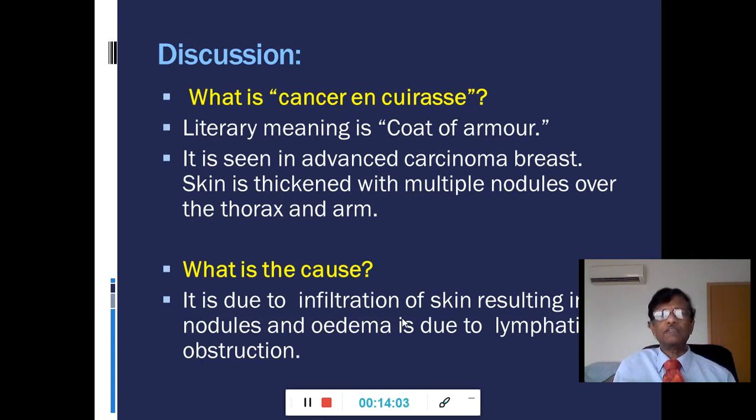What is cancer en cuirass? It is seen in carcinoma breast. You are right. The literal meaning is a coat of armor. It is seen in advanced carcinoma breast. So the skin is thickened with multiple nodules over the thorax and arm. What is the cause? It is due to infiltration of the skin resulting in nodules, and edema is due to the lymphatic obstruction. Right.